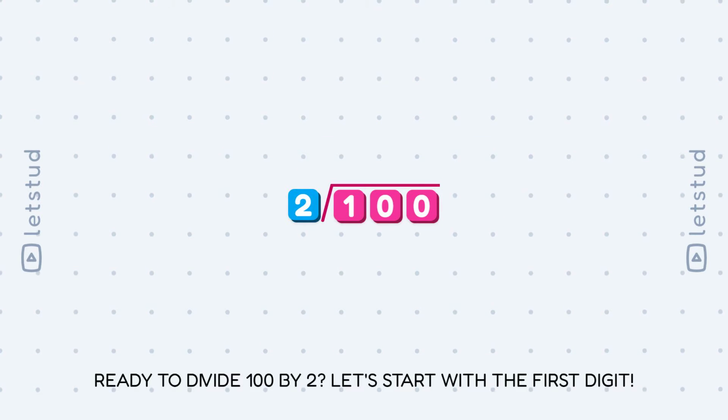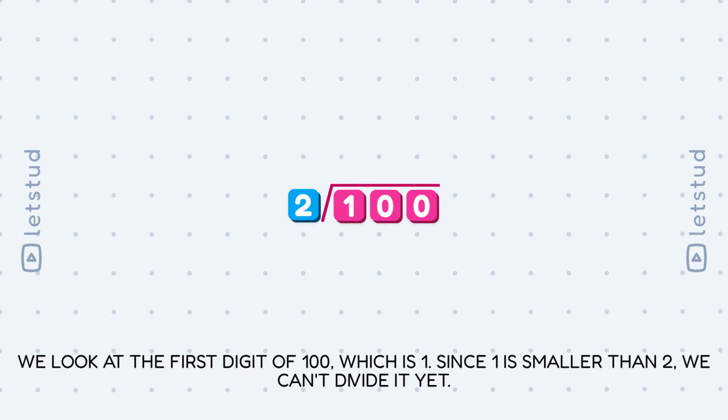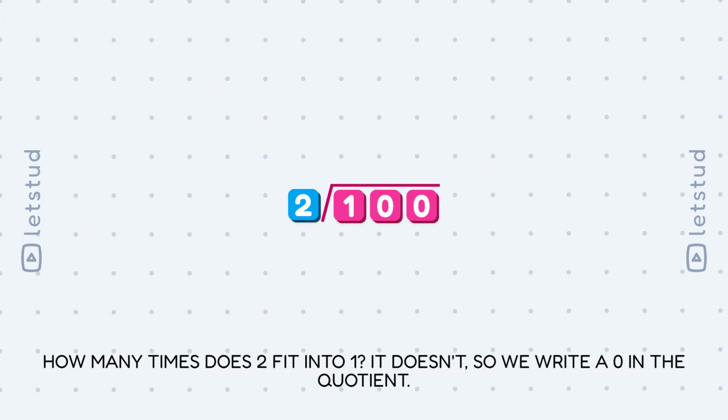Ready to divide 100 by 2? Let's start with the first digit. We look at the first digit of 100, which is 1. Since 1 is smaller than 2, we can't divide it yet. How many times does 2 fit into 1? It doesn't, so we write a 0 in the quotient.